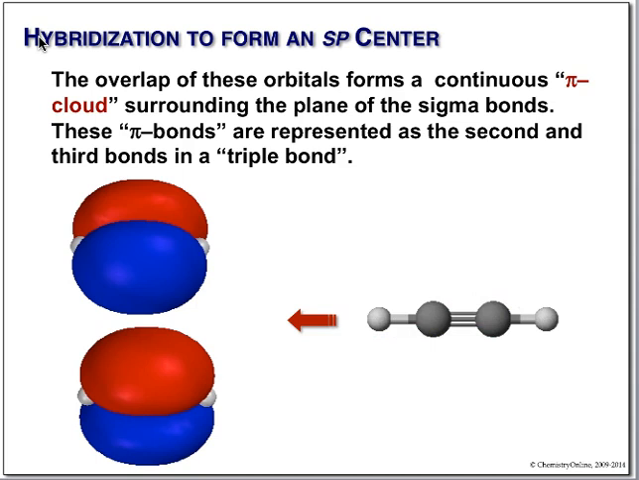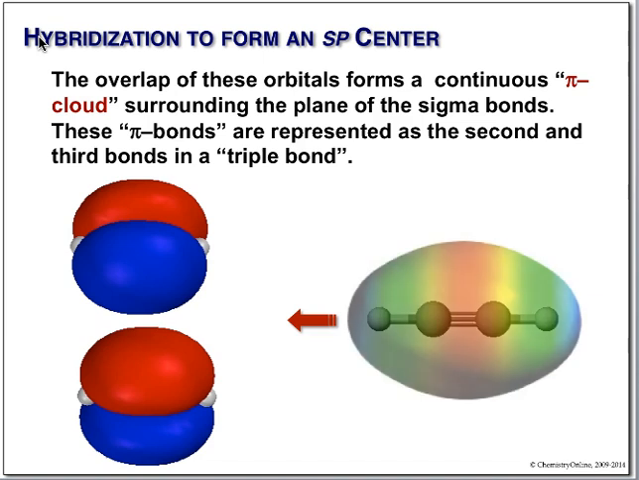The electron cloud surrounding an alkyne doesn't actually look so much like the pi orbitals. This is an electrostatic potential map. You can see right here between the 2 carbons, we have this huge belt of electron density. That's where the electrons are. This is where all the chemistry is going to happen.